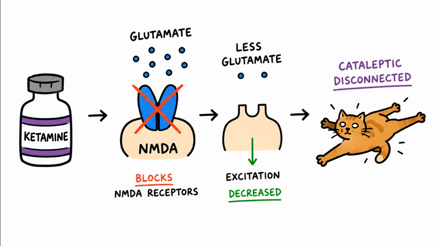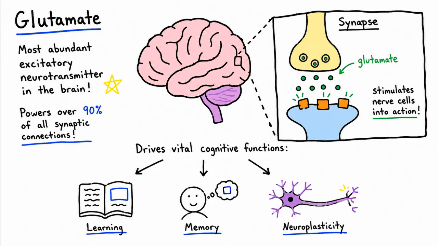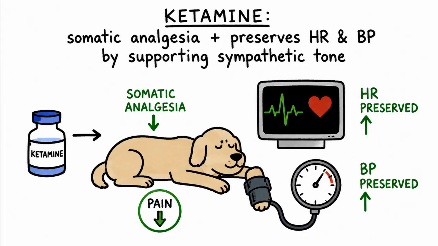Ketamine is different because it is a dissociative anesthetic. It primarily blocks NMDA receptors, which decreases excitatory glutamate signaling and creates a disconnected, cataleptic anesthetic state. Glutamate is the most abundant excitatory neurotransmitter in the brain, powering over 90% of all synaptic connections. As a chemical messenger, it stimulates nerve cells into action, driving vital cognitive functions like learning, memory, and neuroplasticity. Ketamine provides somatic analgesia and tends to preserve heart rate and blood pressure by supporting sympathetic tone.